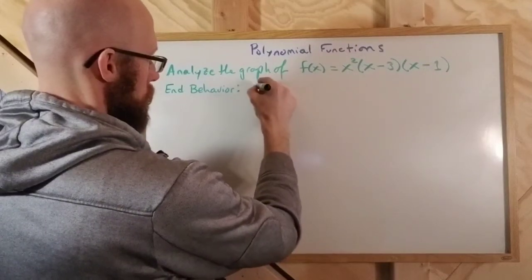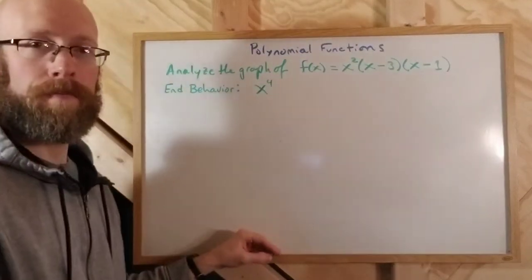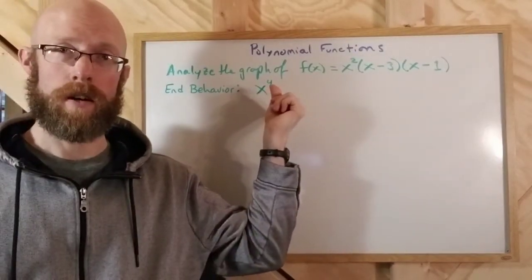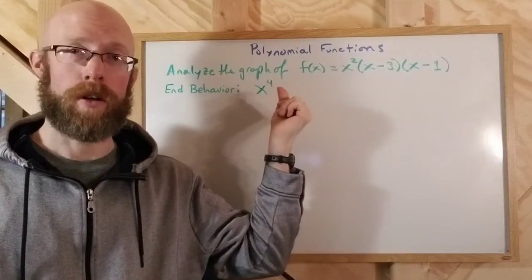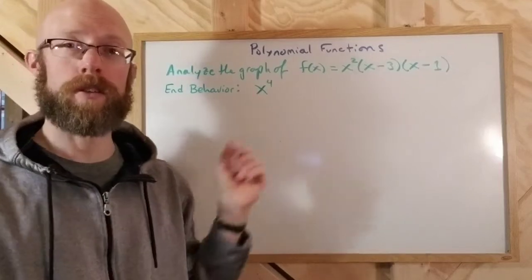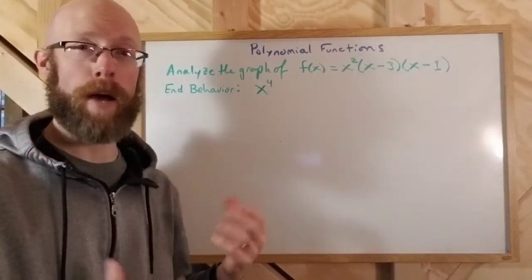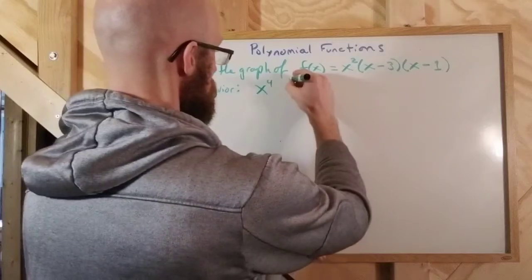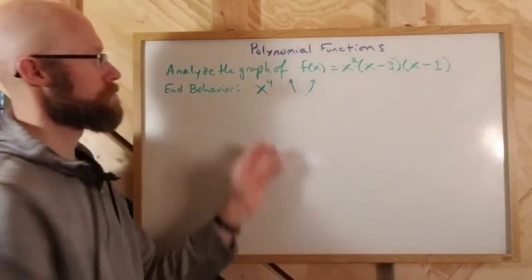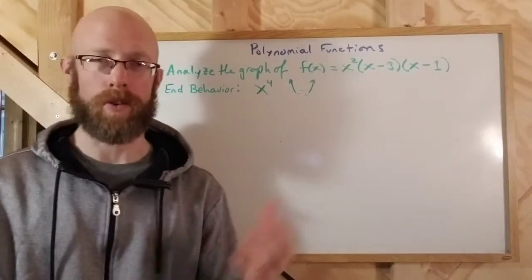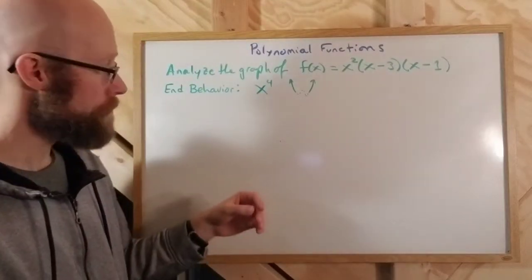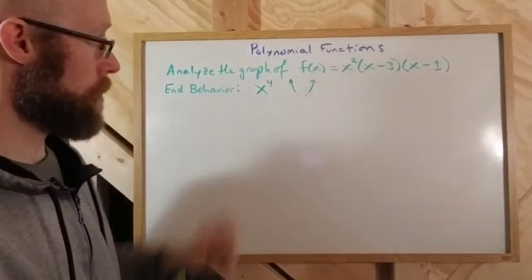So the end behavior is x to the 4th, and that tells us because it's an even power, the tails are going in the same direction, and because it's a positive coefficient, they're both pointing upward, just like a parabola that opens up. The only difference with an x to the 4th is that you can have some other wobbles in the middle. We just don't know where those occur, the turns, or how many there are yet. So that's the end behavior.